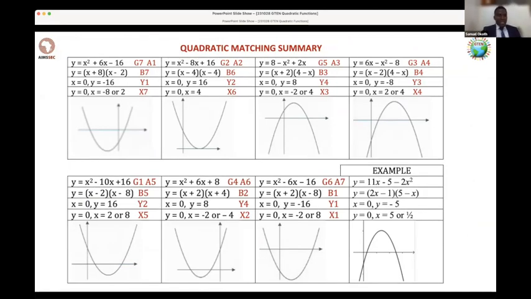Just to have a look at what we have achieved so far on matching the quadratics, from the intercepts with the axes, and just what we've looked at right now. You can see all the graphs, how the lines cut the y-axis and the x-axis, and how we can match. So for example, you can see G7, A1, B7, Y1, X7.